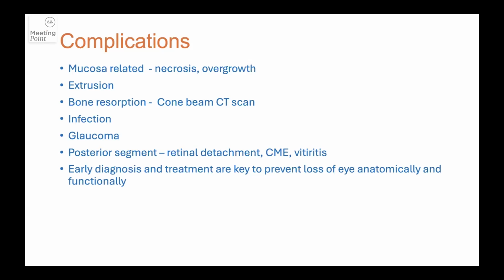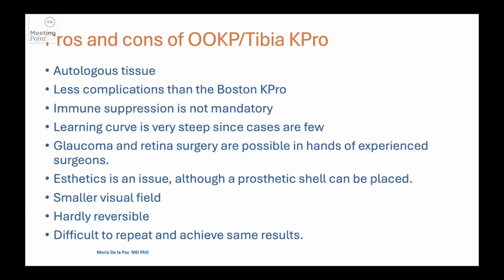You can have infection, although it is not as common as in the Boston KPro. You can have glaucoma, and again, it's not as common as in the Boston KPro. Then you can have posterior segment complications like retinal detachment, cystoid macular edema, and vitritis. And it seems like with the change in the protocol that we are doing, where we do the wide vitrectomy and peeling of the internal limiting membrane in the first stage of surgery, we are bringing down the incidence of posterior segment complications in these cases. So early diagnosis and treatment are key to prevent the loss of the eye anatomically and functionally.